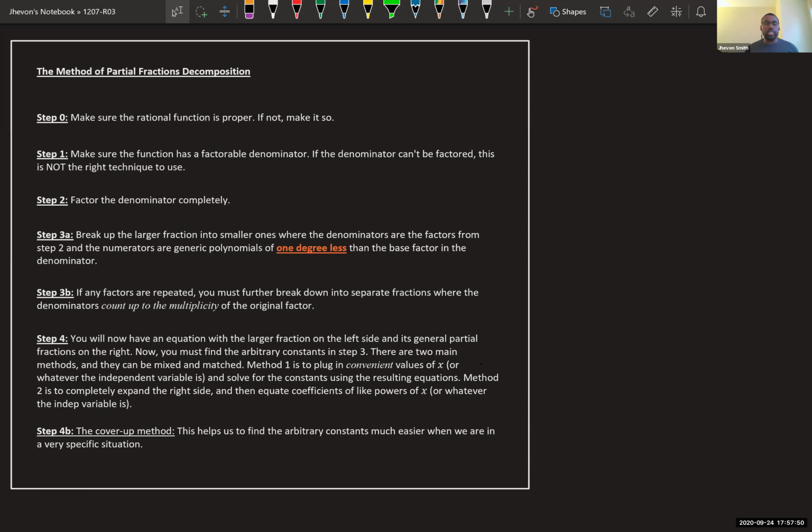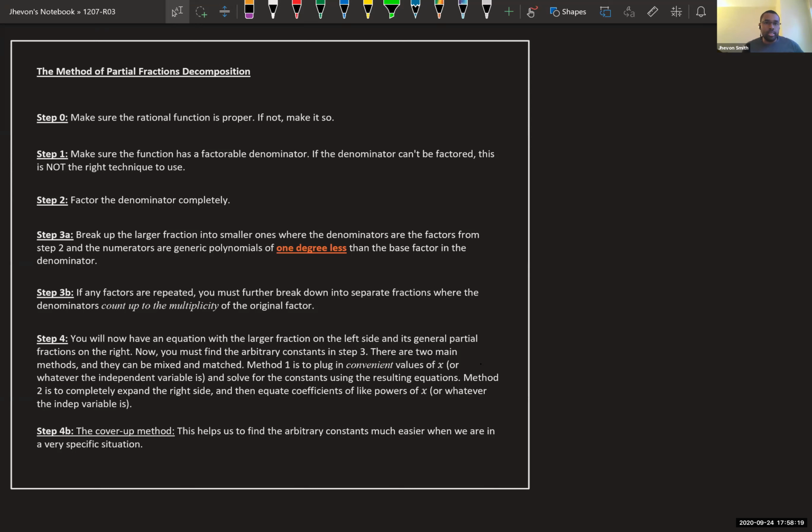I'm going to explain in detail each of these steps, and then we're going to put it all together to solve some problems. So this is the method of partial fractions decomposition. First of all, you want to make sure that the rational function you're looking at is proper. If not, you should make it proper. How do you make something proper if it's not? I'm going to talk about that. Then the next thing is you're going to factor the denominator. You have to make sure that the denominator is factorable, and you're going to factor it fully.